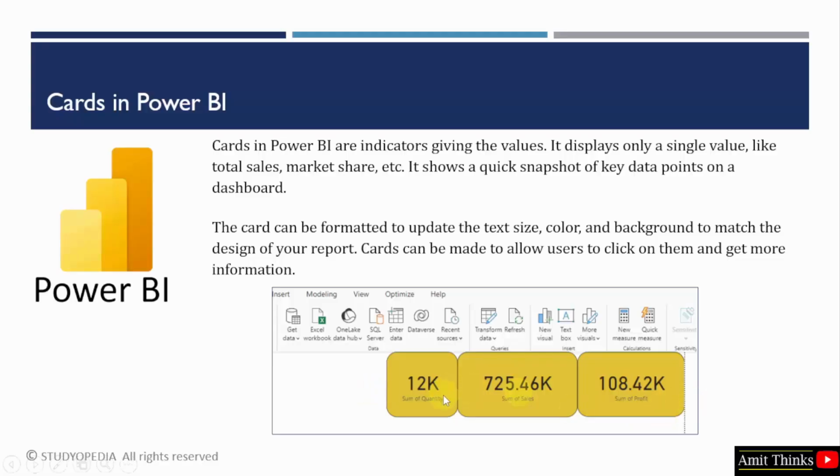As you can see, it is a quick snapshot of your important data points from your data itself. These cards can be updated: change the font color, the background color, also the text color. Also, you can allow users to click on them and get more information about a particular card. Format it completely according to the design of your report.